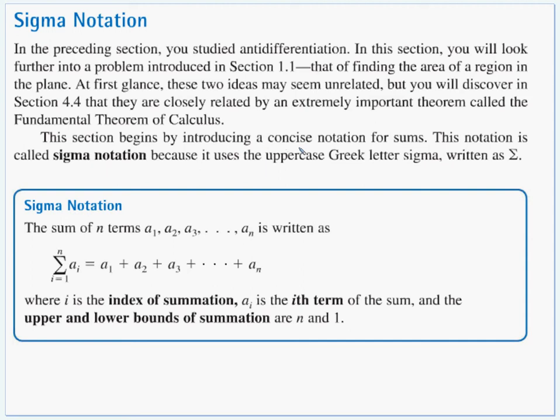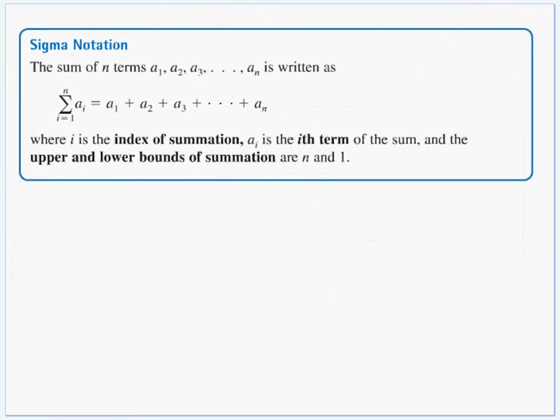This section begins by introducing a concise notation for summing things up. This notation is called sigma notation because it uses the Greek uppercase letter sigma written like this. It will not take too long where you will be sick of writing this symbol down in your homework and in your notes. So here we go.